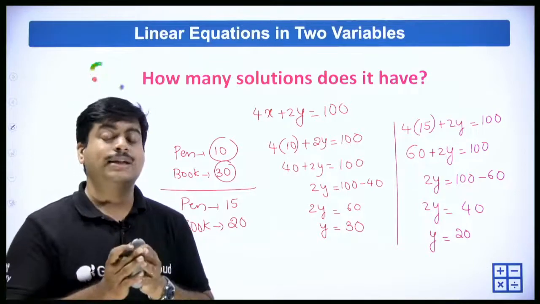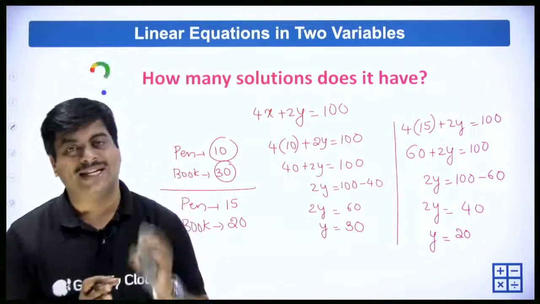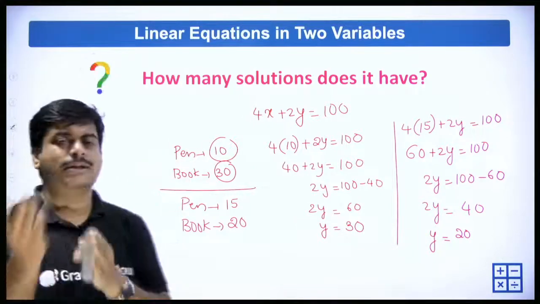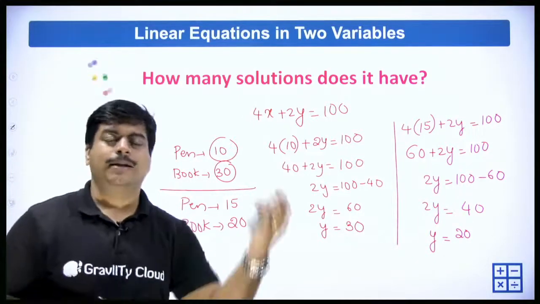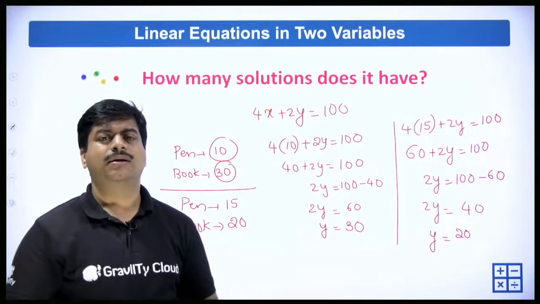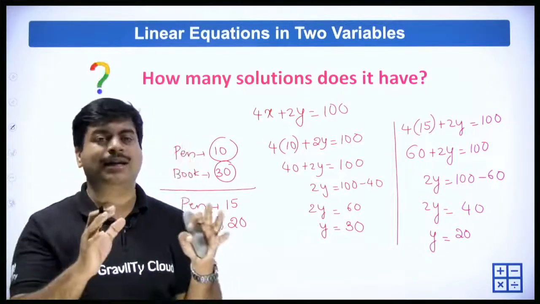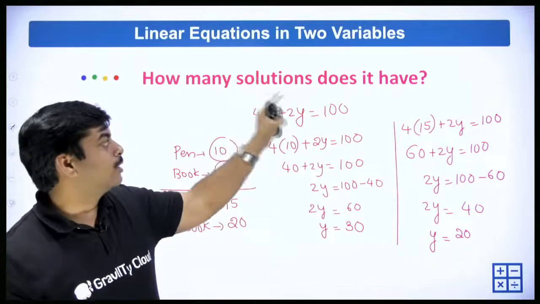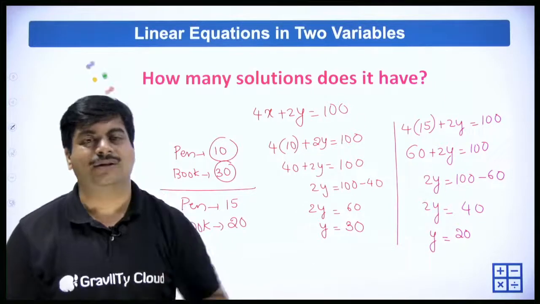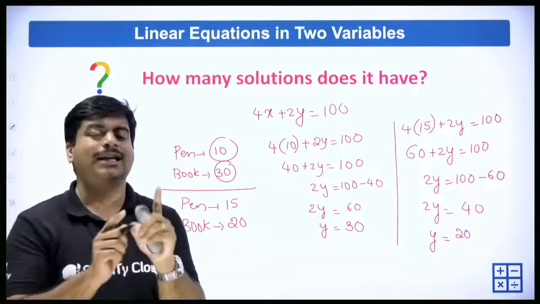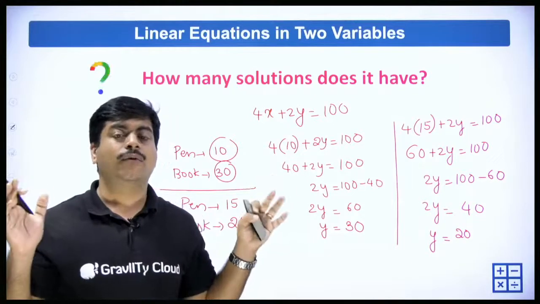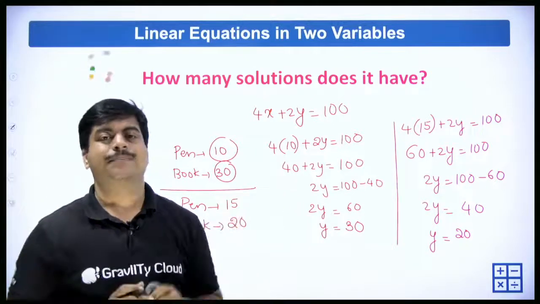So how many such cases are possible? Infinite. I start with 10. Some other person will start with 11 rupees. Some other person will start with 20 rupees 50 paisa. It is possible, right? So there are infinite possible solutions for a single linear equation, and all of them are correct.